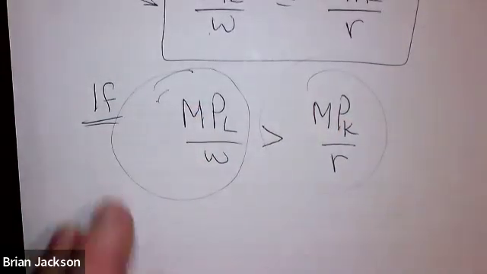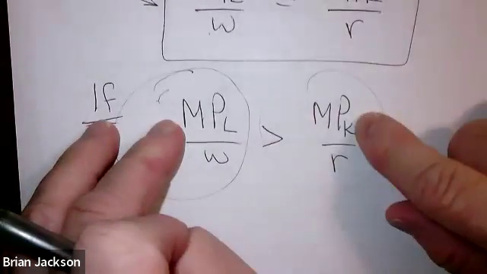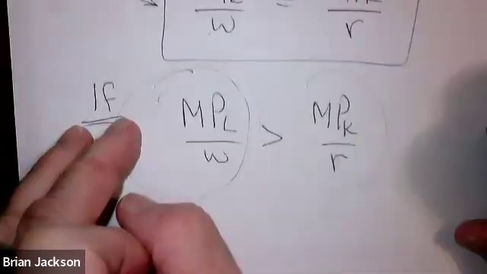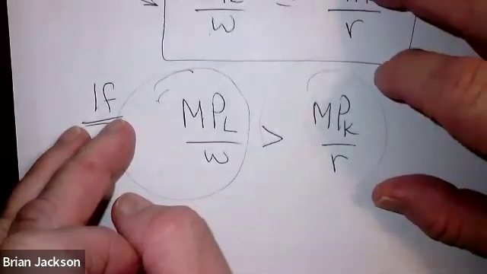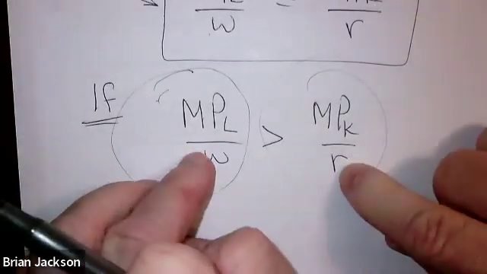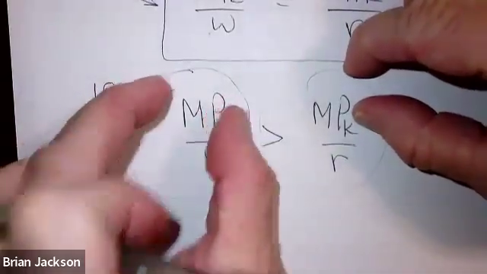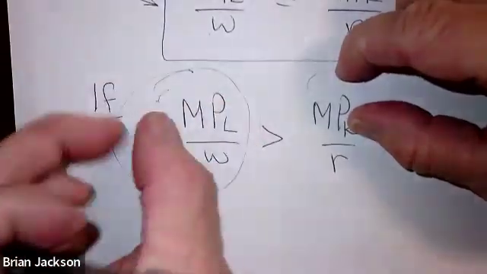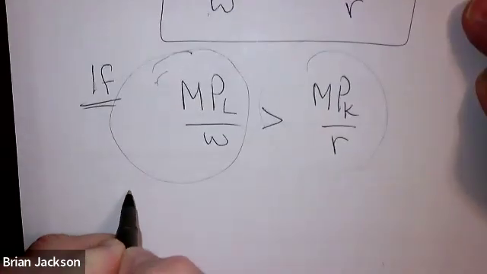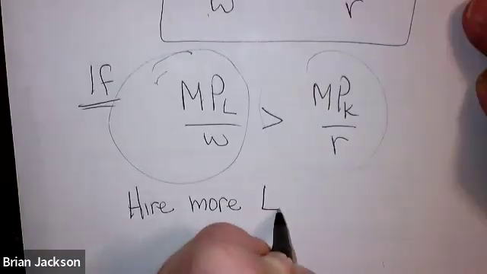So let me ask you here, given some basic economic theory that we've introduced so far, if this were the case, what would you do? Would you hire more laborers and less capital, or would you hire more capital and fewer workers? Well, you've got to drive this down. You have no effect over the denominator, so you need to drive this numerator down and this numerator up. And the only way you can drive this numerator down is by hiring more workers. Okay, hire more laborers. Why?